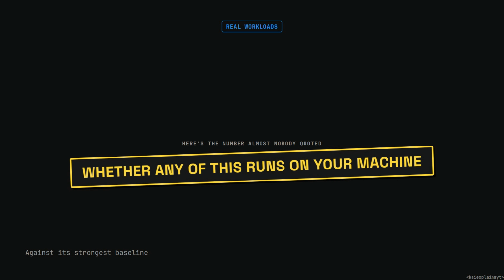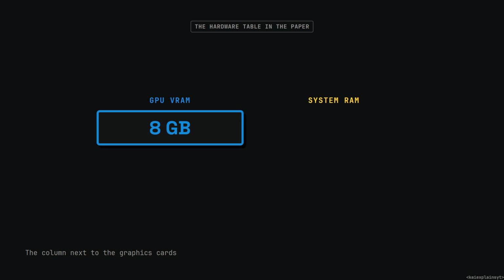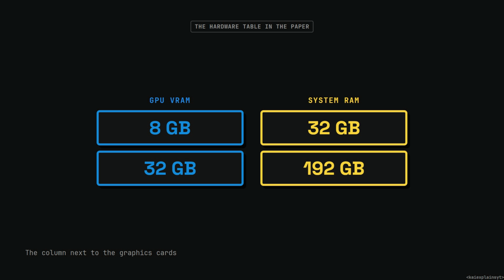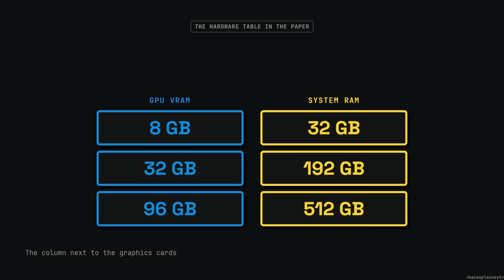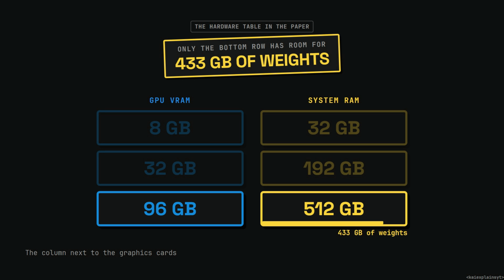which is a strange thing to do to yourself. And here's the number almost nobody quoted, the one that decides whether any of this runs on your machine. Look at the hardware table in the paper, and specifically at the column next to the graphics cards. 8 gigabytes of VRAM next to 32 gigabytes of system RAM. 32 gigabytes of VRAM next to 192 of RAM. 96 gigabytes of VRAM next to 512 of RAM. Notice that only the bottom row has room for the 433 gigabytes of weights I opened this video with.